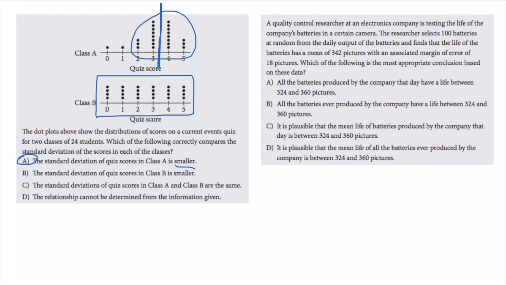So we just had to interpret what was given to us. And in this next question, we again have to interpret what they're saying. A quality control researcher at an electronics company is testing the life of the camera's batteries in a certain camera. The researcher selects 100 batteries at random from the daily output and finds that the life of the batteries has a mean of 342 with an associated margin of error of 18. Which of the following is the most appropriate conclusion based on the data?